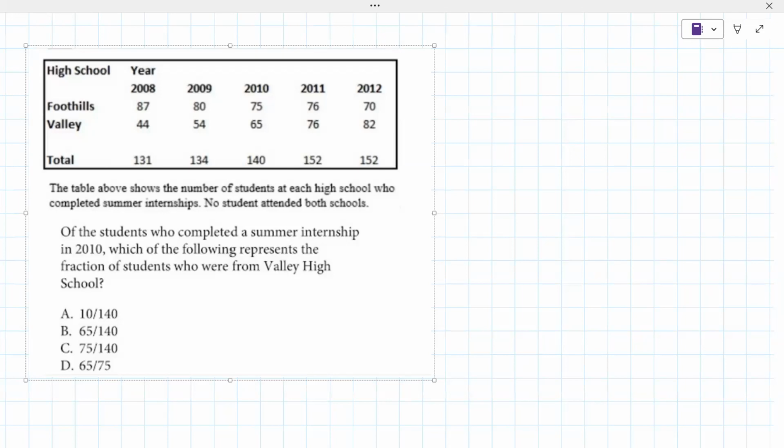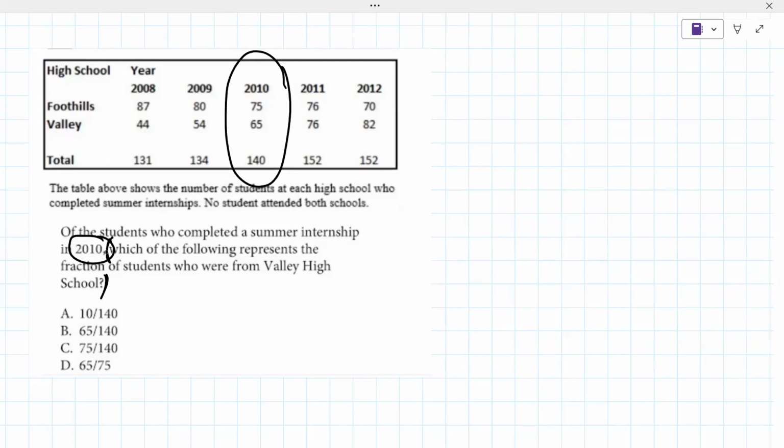Total. Summer internship. These are all summer internships, right? It's always best to go down to just the question rather than reading from the top. Reading from the top is bad. Which of the following represents the fraction of students who are from Valley High School? But we do know it looked specifically at year 2010. How many of those were? So 140. Okay, none of the answers are just 140. So it's 65 over 140. Yes. All right. Good job on that.